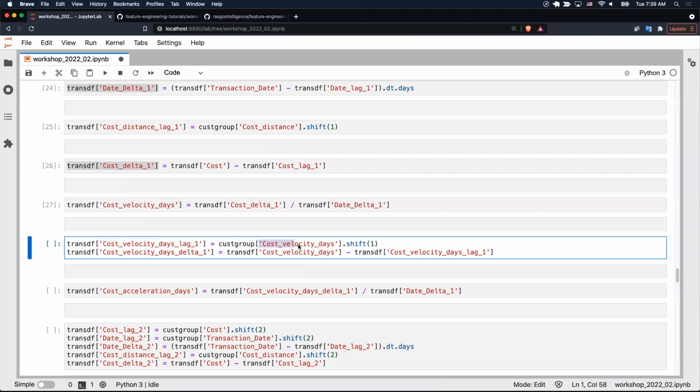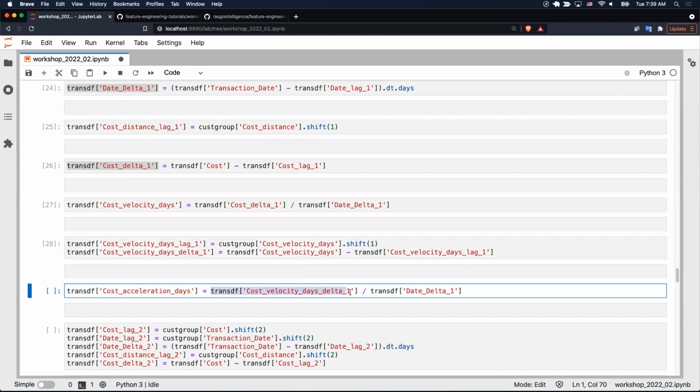So I'm going to grab the value I just calculated from the transaction before, and I'm now going to create a delta between those velocities. So what's the current velocity and what's the prior velocity? Well, now I have a delta in velocities divided by a delta in time. This is the rate of change of the rate of change. That's an acceleration. So now I'm seeing how is that purchase trend changing over time.